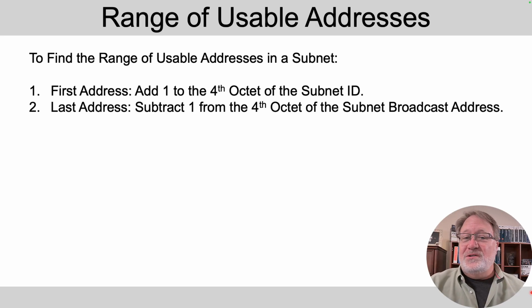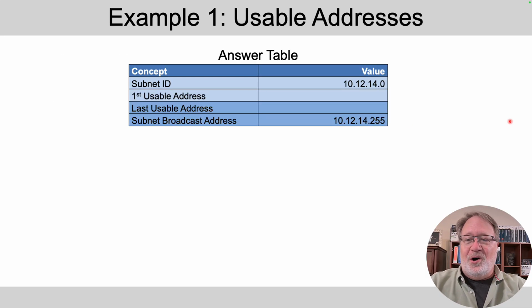Finding the range of usable addresses, that is, addresses you can assign to hosts to use in a subnet, is very simple and requires no binary mask. The first address, you just add 1 to the 4th octet of the subnet ID, and for the last usable, subtract 1 from the 4th octet of the broadcast address. Easy enough. So to drive that home, here's an answer table for example 1.